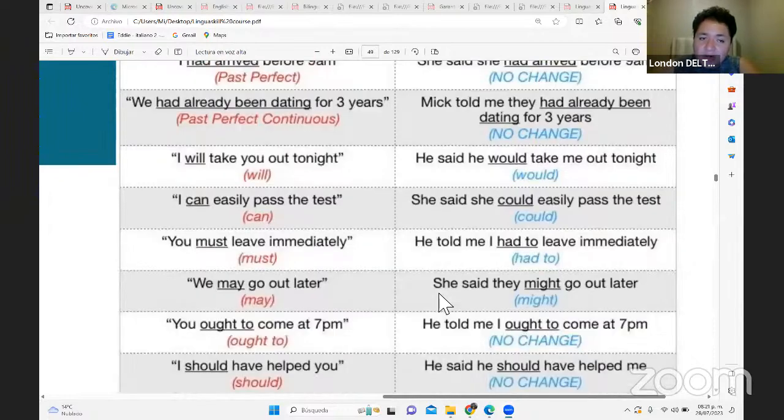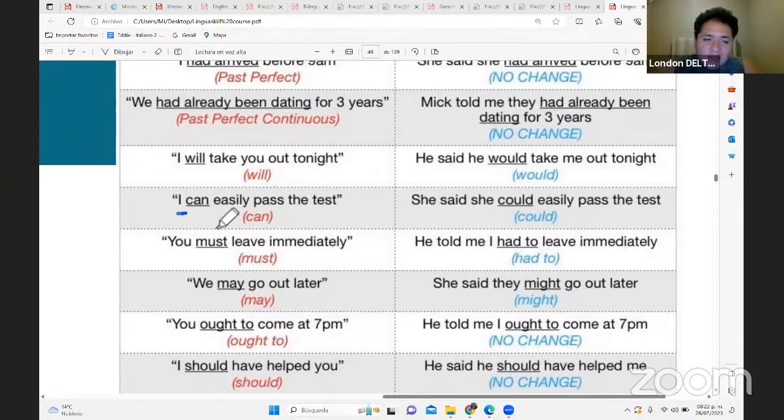Los modal verbs, algunos cambian y algunos otros no cambian. Okay. So let me show you, right? It says, I will take you out tonight. Entonces, will, aquí no vamos a seguir la lógica del pasado, simplemente vamos a cambiar will, vamos a utilizar otro modal verb que es would. Te voy a sacar esta noche. Es como take you out, es como salir a pasear o a un restaurante, cinema, anything, right? Él dijo que me sacaría esta noche. Okay, so would is the replacement for will.